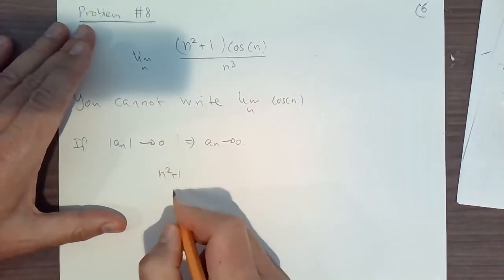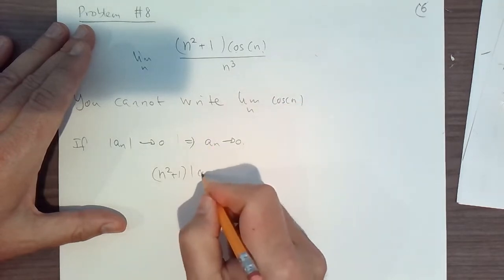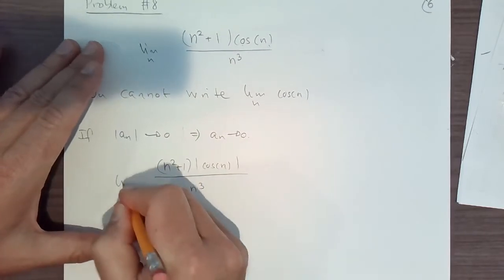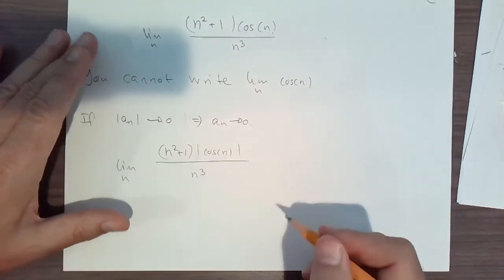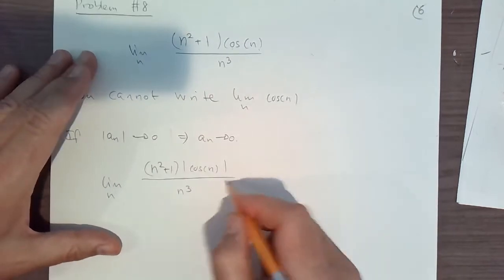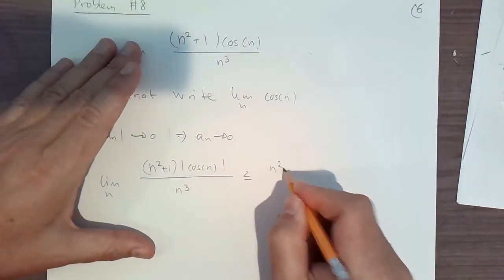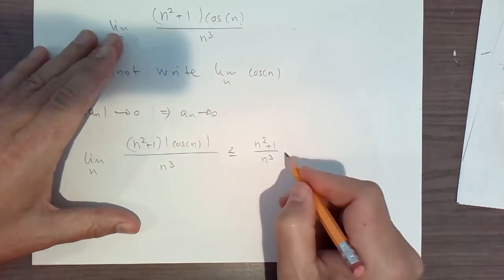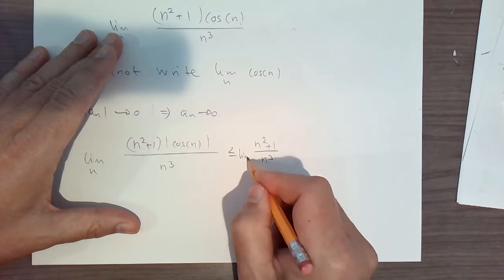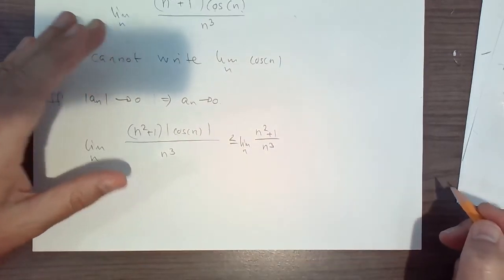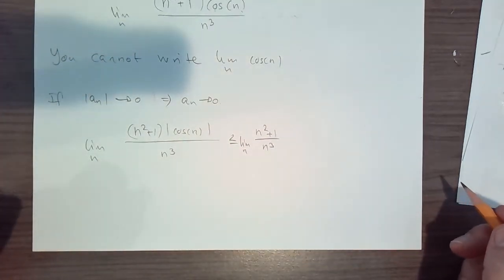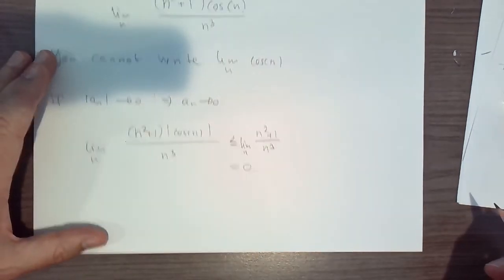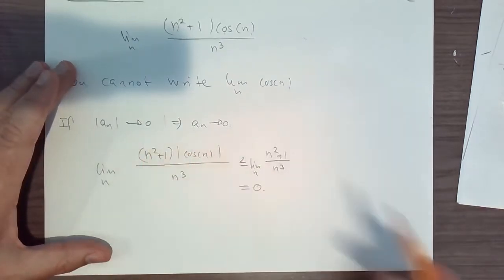So this is n squared plus 1 times the absolute value of cosine divided by n to the power 3. I want to compute the limit. I want to follow Brian's suggestion that this is bounded above by n squared plus 1 divided by n to the power 3. And where does that go? That goes to 0. Very good. Right, so then I have this property, then you're going to get that one.